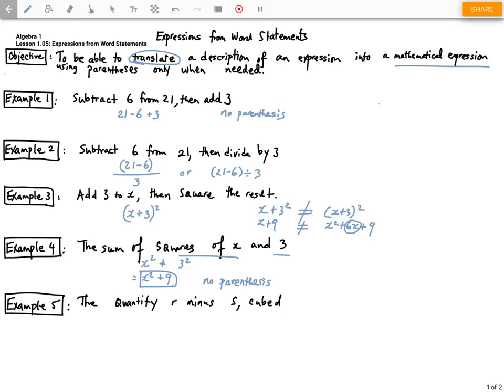Let's try the 5th example. The quantity r minus s cubed. Okay, so r minus s. Let's do r minus s and then cubed. Please note that parentheses are needed in this case since the quantity means that the subtraction must be done first.